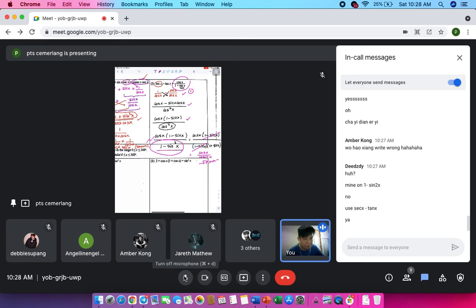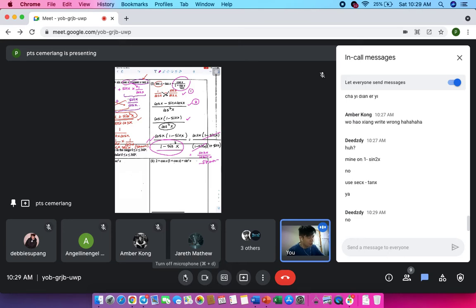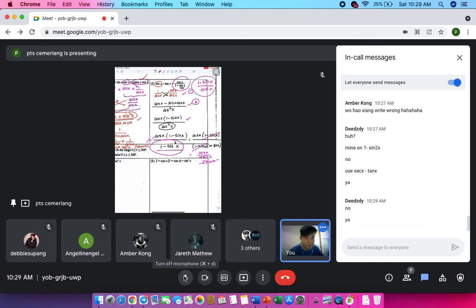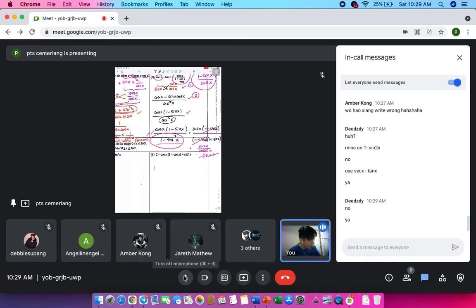So, the first step is the same. The second step? Is it the same? The second step, not the same already. You put 1 minus sine square, 1 minus sine x over cos x. Is this what you do? Okay. So you see 1 minus sine x over cos x.